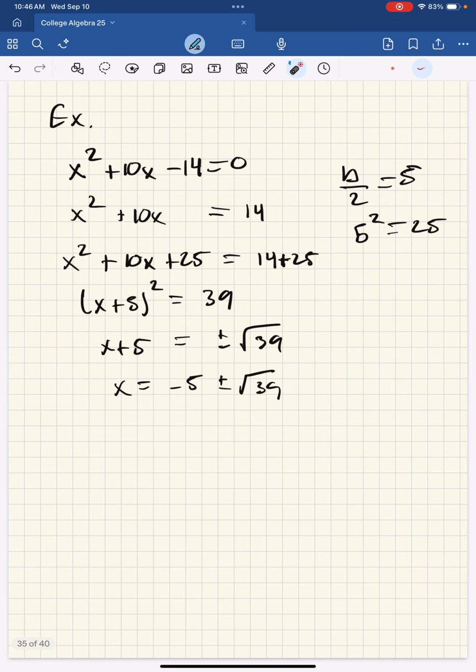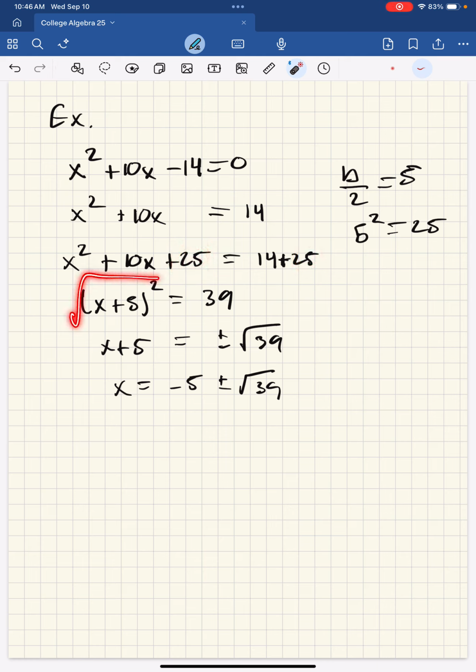Let's take a look at an example. So if I've got x squared plus 10x minus 14, add the 14 to the other side. Then b over 2 is 5, since b is 10. And then if you square that, you get 25. So 25 is the number that we add to both sides. So we're going to add it to the left, add it to the right. So on the right, we'll have 39. And on the left, x squared plus 10x plus 25 factors into x plus 5, the quantity squared. So that is why we chose to add 25 to both sides of that equation.